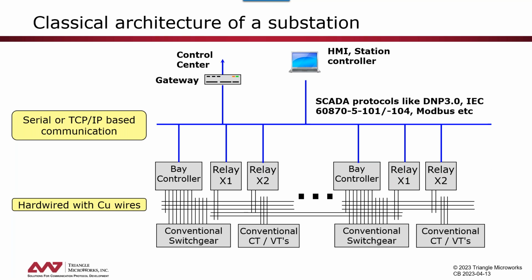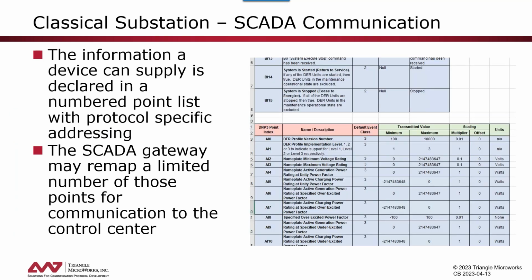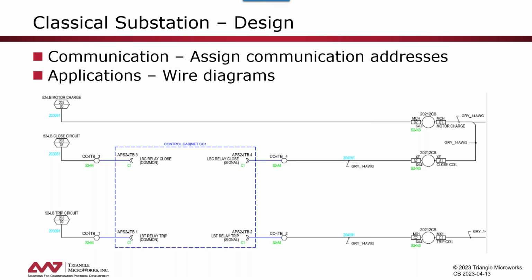In this classical world, information that a device could provide was declared through a point list. The SCADA gateway probably or may remap some of those points for the communication to the control center. Here we see one of these classical point lists. When we talk about design, we mainly had two things that needed to be done in this classical world. We had to assign communication addresses for the different devices for the SCADA protocols. With regard to the applications, we more or less had to draw wire diagrams, wires exchange between the different equipment to implement the applications. Those wires were really then also physical wires with binary signals or analog signals.